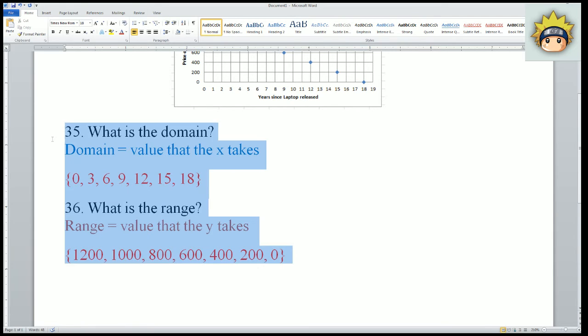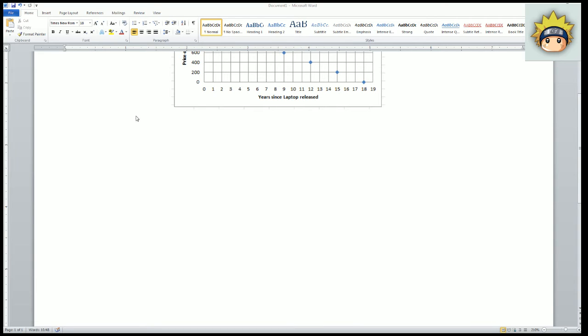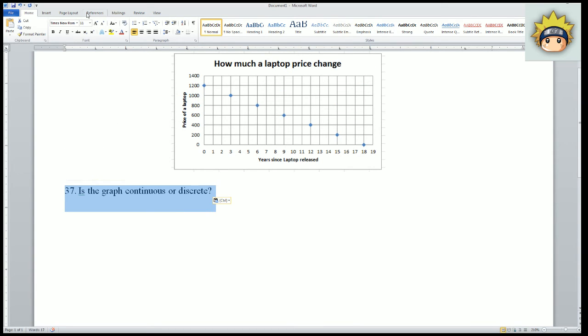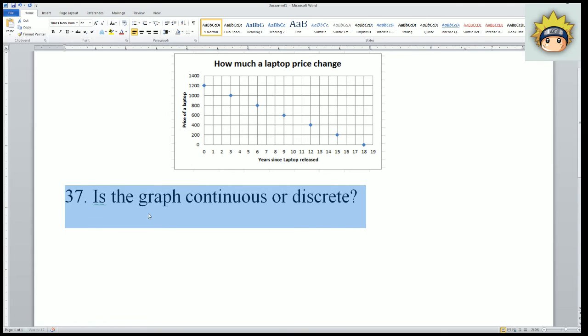Remember, make sure you understand the definition of what domain and range are. Next, I think 37 is asking us, is the graph discrete or continuous? The way we think about continuous, if you draw a line from one point to another, did you ever lift your pen?